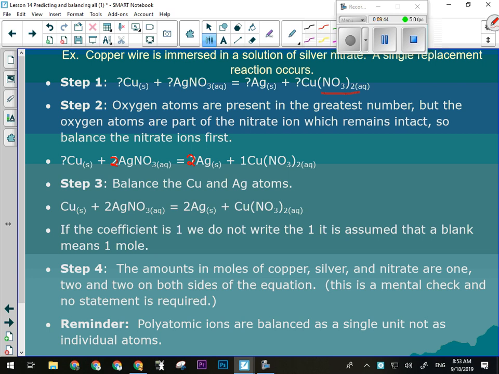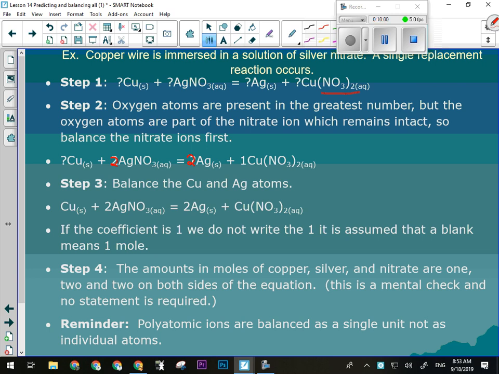Everybody all right with that? Does the 3 in the nitrate matter? The 3 in the nitrate means there's 3 oxygens there, unless the nitrate breaks apart, which happens sometimes, but not often. I just go with how many nitrates there are.